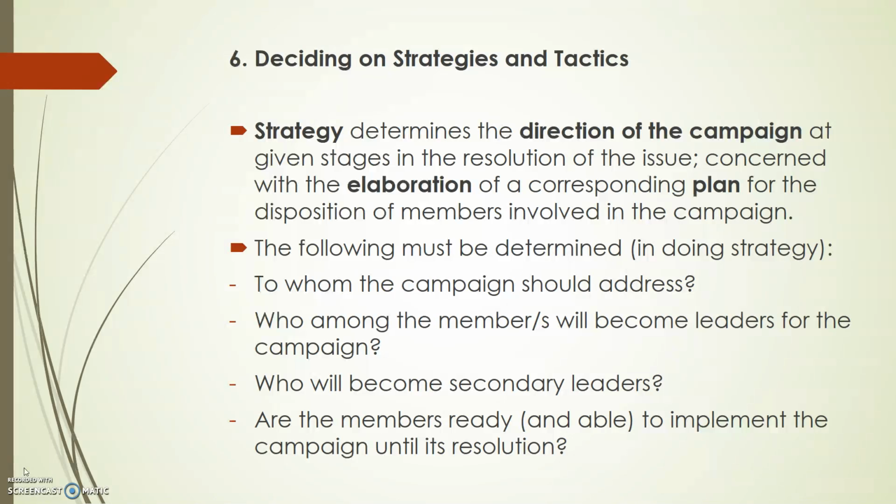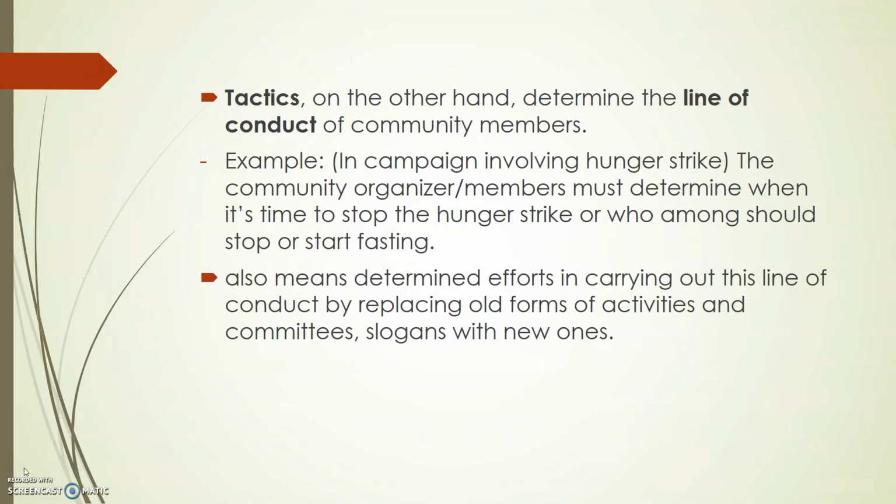until its resolution. On the other hand, tactics determine the line of conduct of community members. An example for this, in a campaign involving a hunger strike, the community organizer or members must be able to determine when it is time to stop the hunger strike or who among them should stop or start fasting. Tactics also means determined efforts in carrying out this line of conduct by replacing old forms of activities and committees, slogans with new ones.